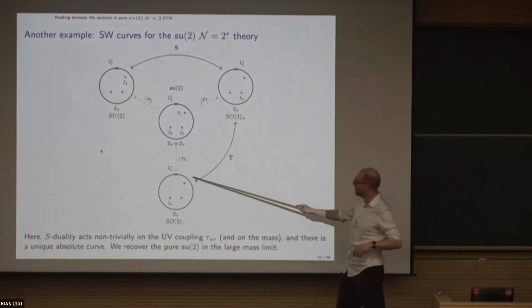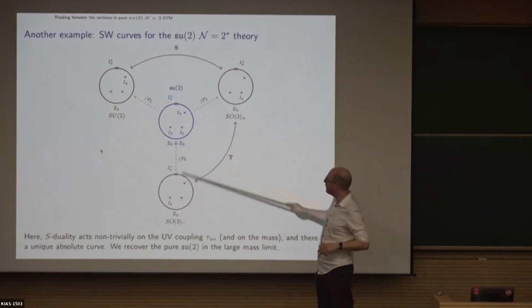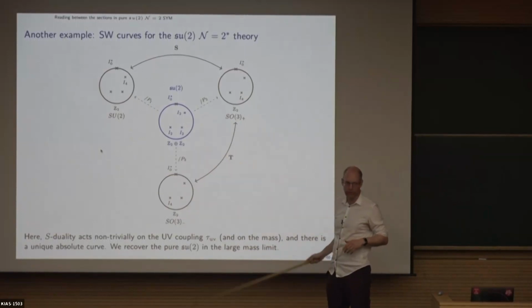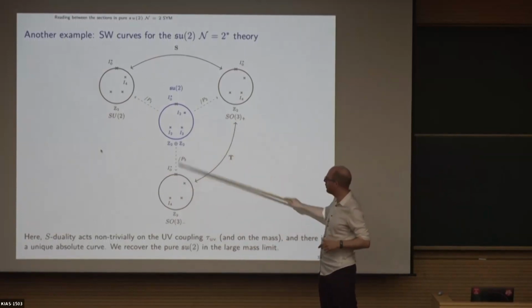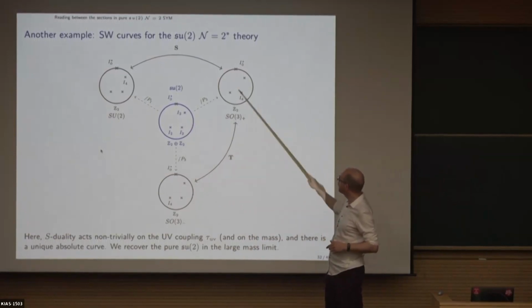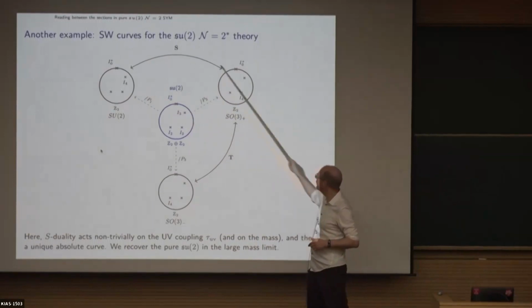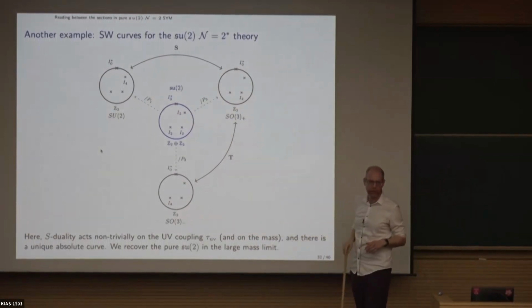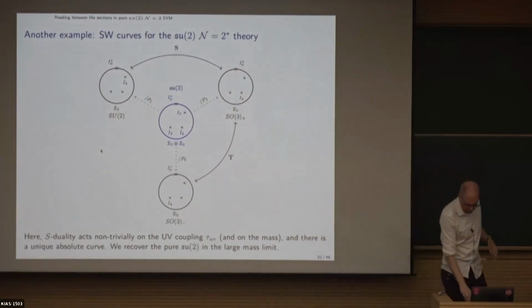So anyway, this was in the literature, but again, at the time people thought, oh, this is just a two isogeny, there is no physics to it. But really, those are two distinct curves. This is the relative curve, and this one is the absolute curve. And here, because it comes from N=4, there is S-duality. So this is all the same, and they are related by a change of the UV gauge coupling.